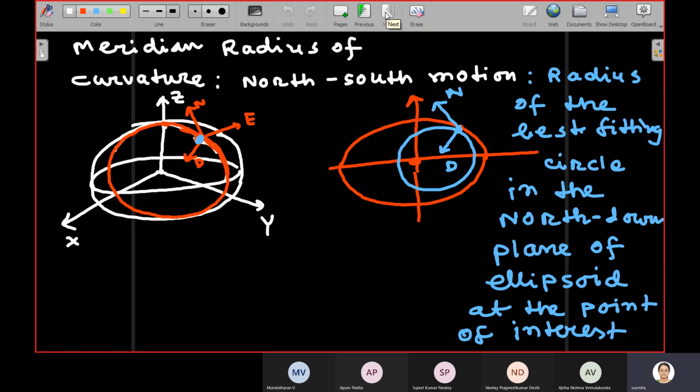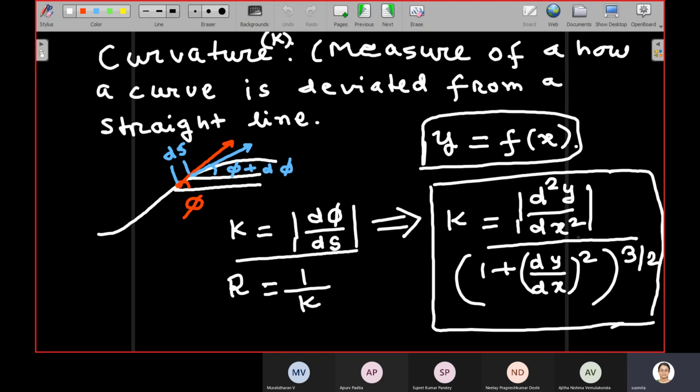The best fitting circle has the same curvature as the curve at that point. So both the ellipse and the circle would have the same curvature at that point. How can they have the same curvature? d square y by dx square should be the same for both, and dy by dx should also be the same for both.